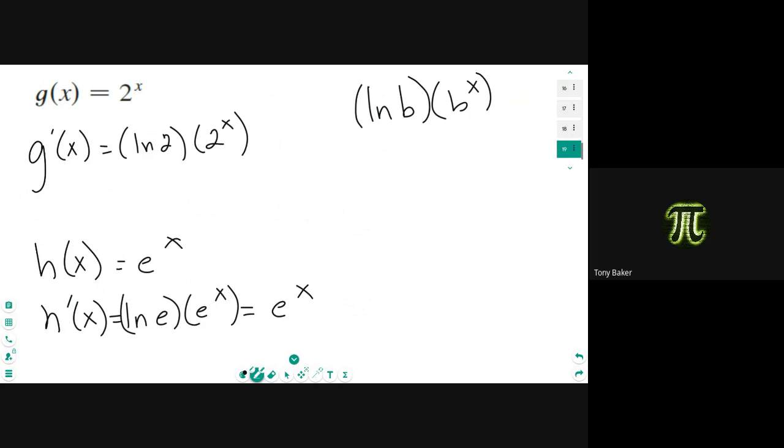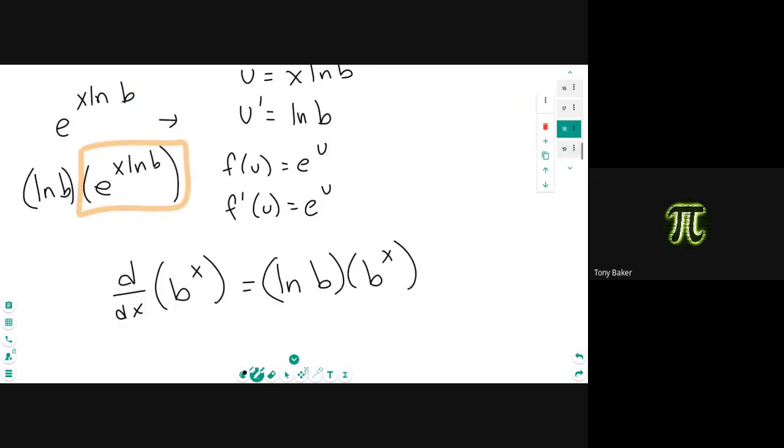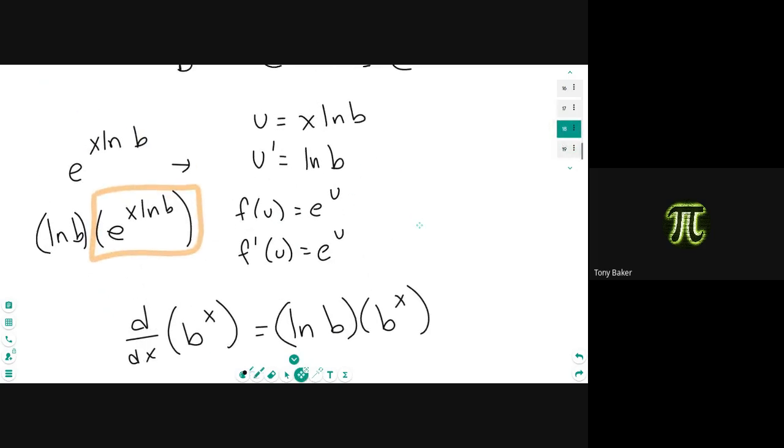So that rule still works for e. The reason I didn't show you that one originally is that the only way to come up with that rule is with the chain rule. I couldn't show you that rule originally because you wouldn't have known the chain rule and why we could do it.